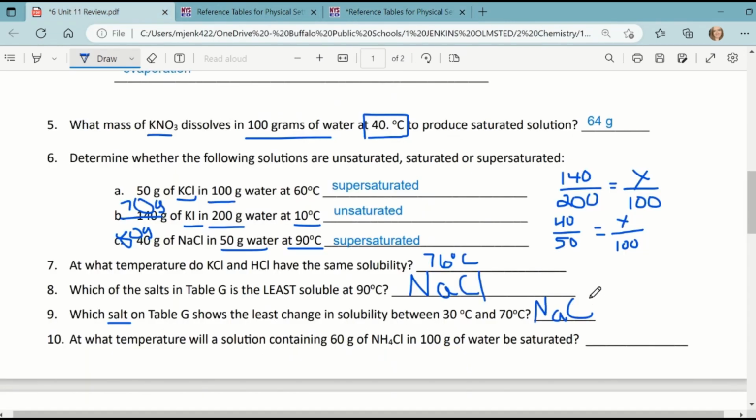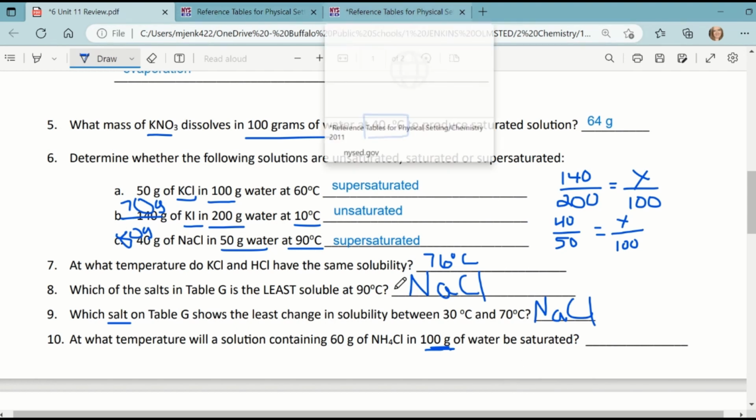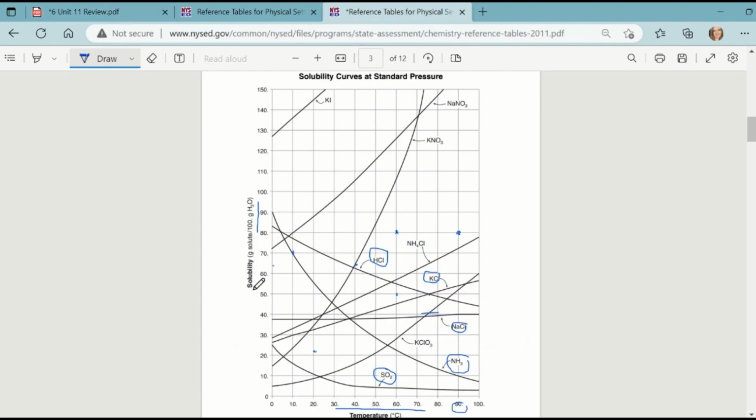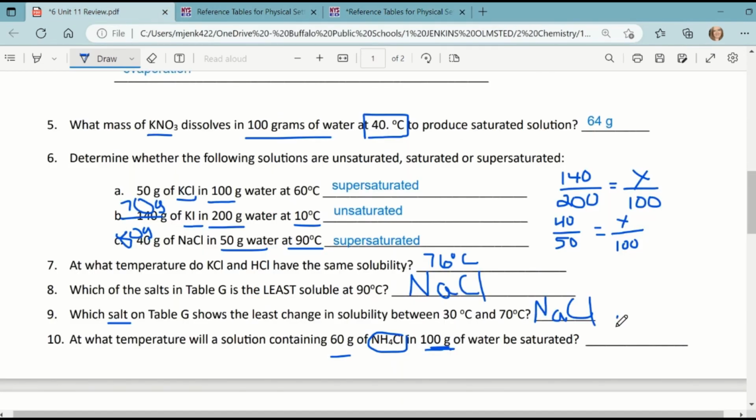At what temperature will a solution containing 60 grams of NH4Cl in 100 grams, I like that, of water be saturated? So I'm going across from 60 grams until I get to this line. So 60 grams, and I need to go across, keep going, keep going. Here's NH4Cl, so right here. And then I'm going to go down and read that temperature, so like 67 degrees Celsius.